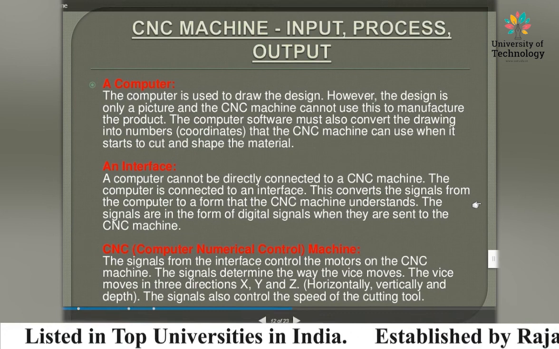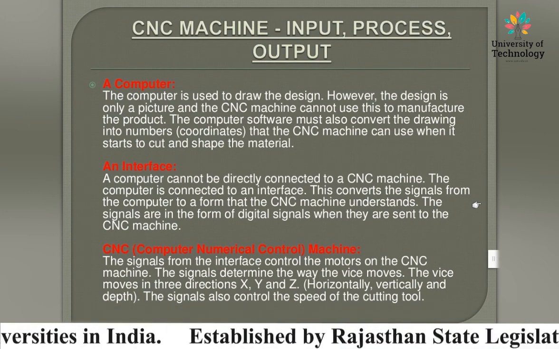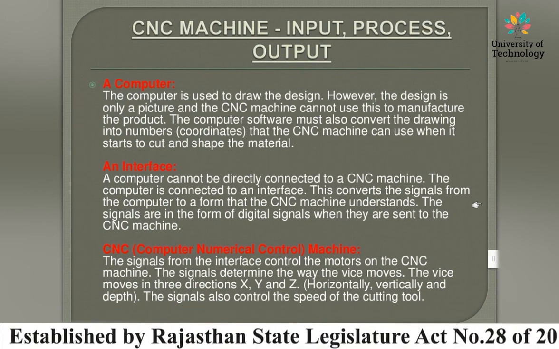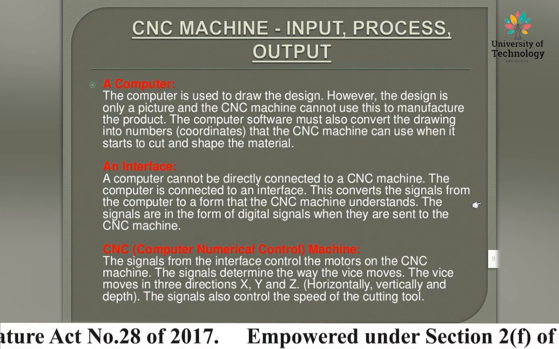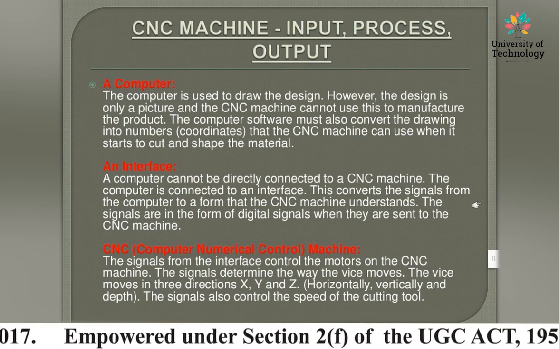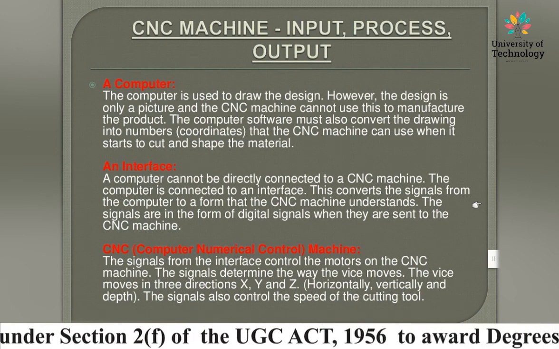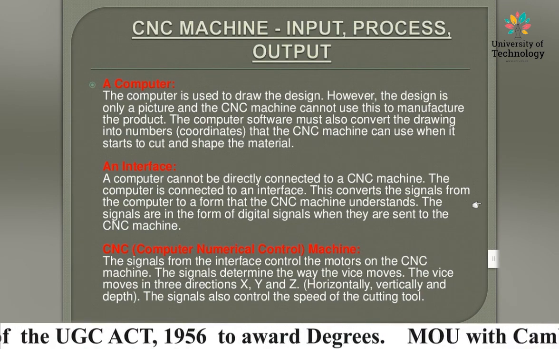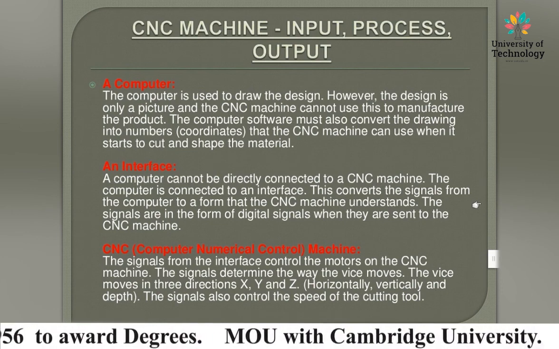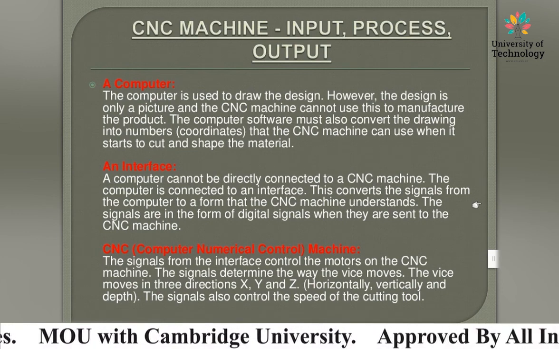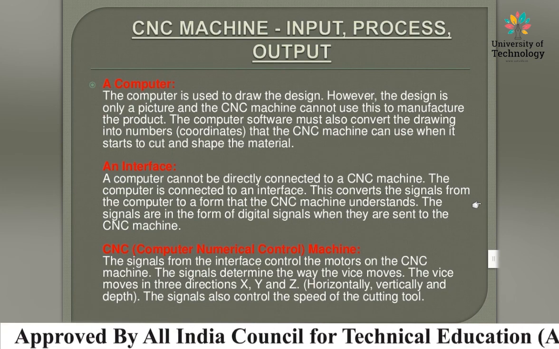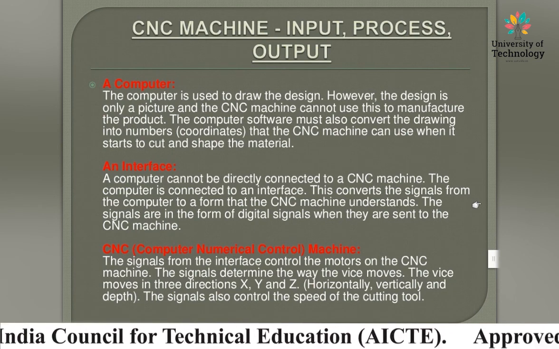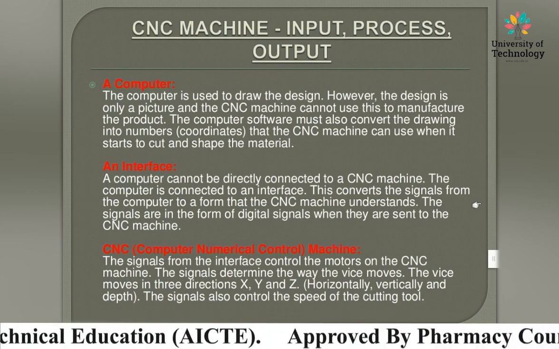CNC machine input process and output process. Input process: a computer. The computer is used to draw the design. However, the design is only a picture and the CNC machine cannot use this to manufacture the product. The computer software must also convert the drawing into number coordinates that the CNC machine can use when it starts to cut and shape the material.